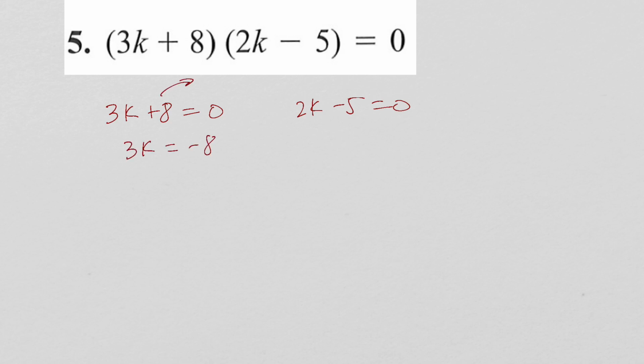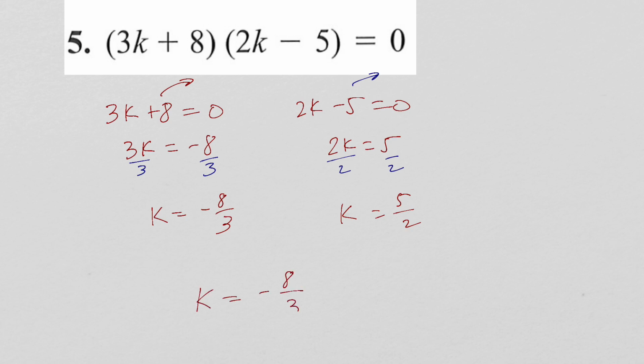and then we divide each side by 3, and we get k is equal to -8/3. We bring this over by adding, and then we divide each side by 2, so k is equal to 5/2. So k is equal to -8/3 and +5/2.